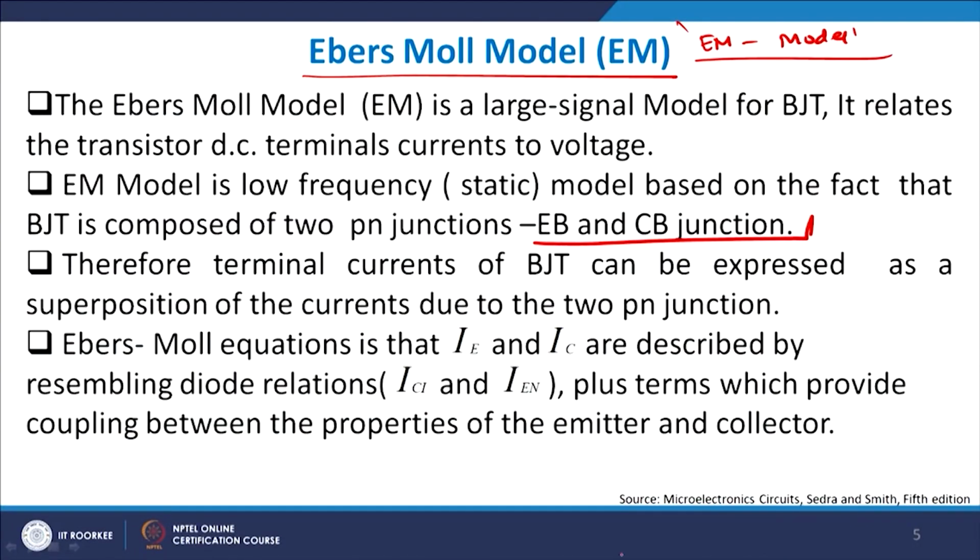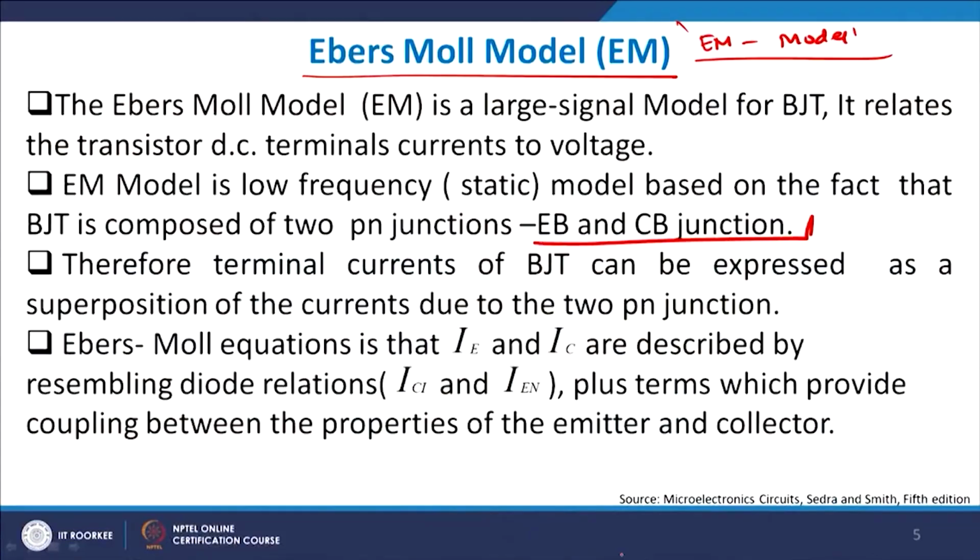This EM model is basically a low frequency model, not even a high frequency model, and what it does is that it treats the BJT as a two junction device. So, it is an EB and CB device. I have two junctions, the emitter base and the collector base junction. Therefore, the idea of Ebers Moll was that everything can be broken down into a set of two currents, one current flowing through the emitter base and another flowing through the collector base.